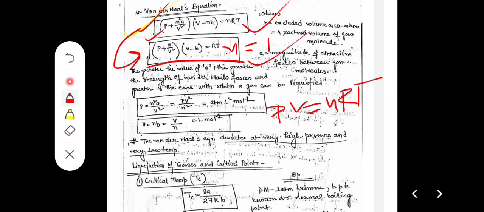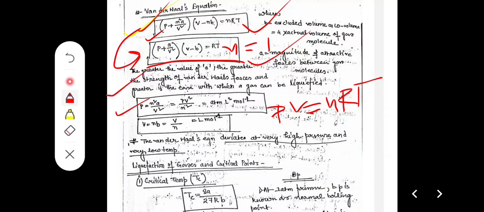And a is nothing but a measure of the magnitude of attractive forces between gas molecules. The greater the value of a, the greater the strength of the van der Waals forces. When a increases, the strength of the van der Waals forces increases, and with it the ease with which a gas can be liquefied.